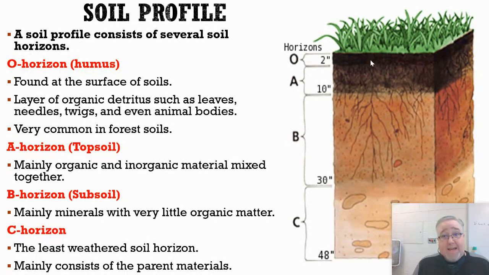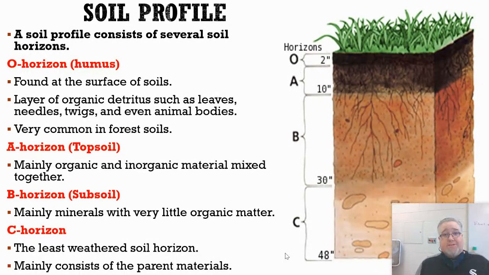So if you were digging a hole and you just keep digging, you dug through the O, you dug through the A, you dug through the B, you would probably know when you reach the C horizon because it's extremely tough, hard to get through, because it's again basically rock. So again, this is your soil profile.